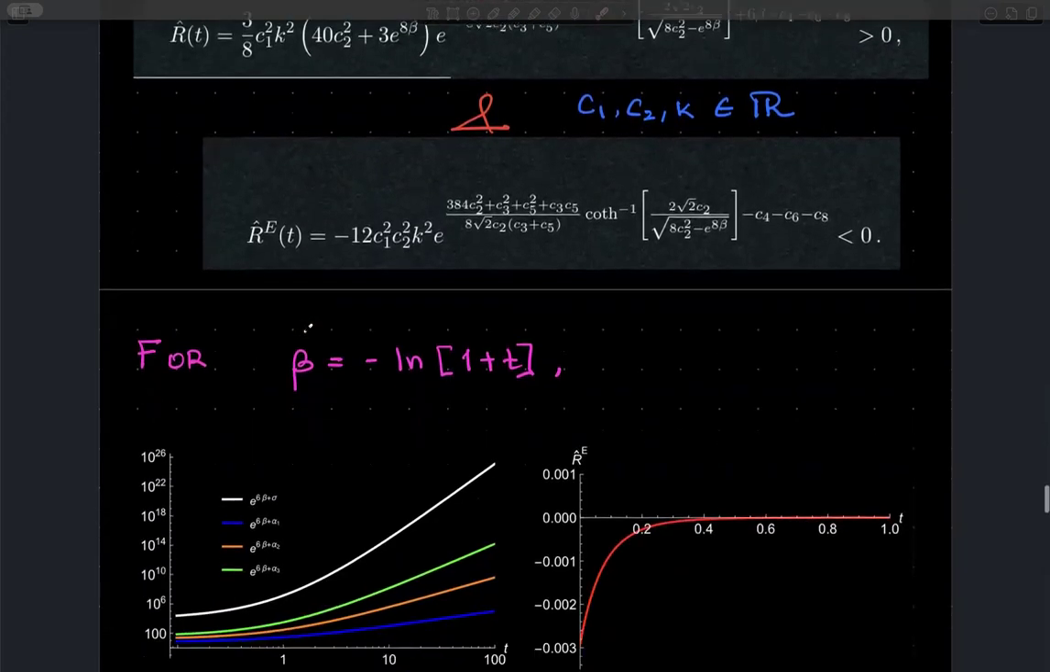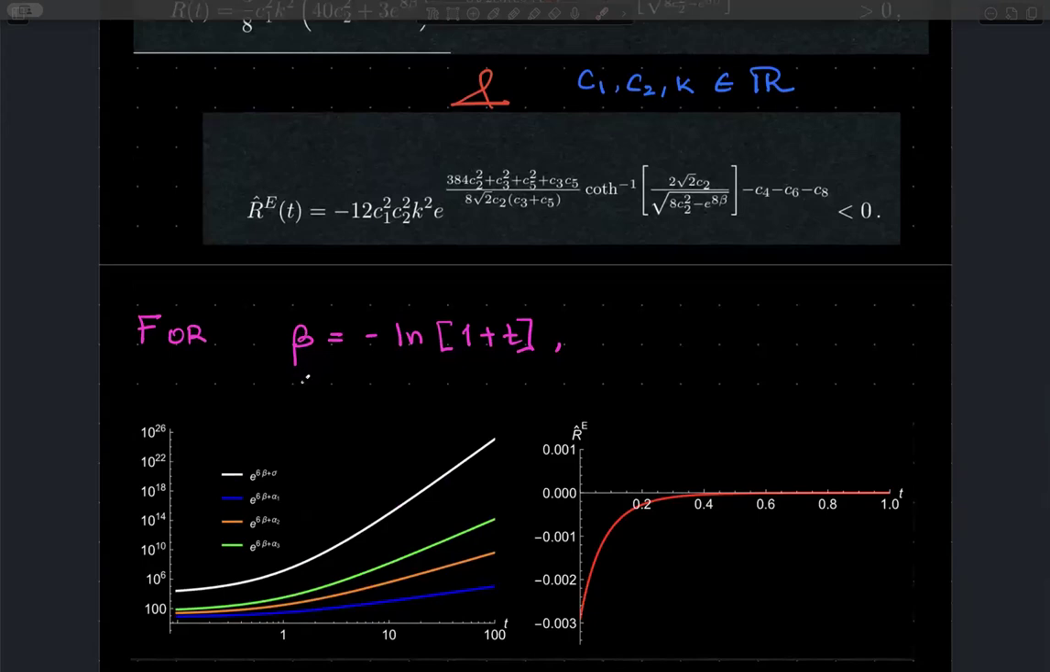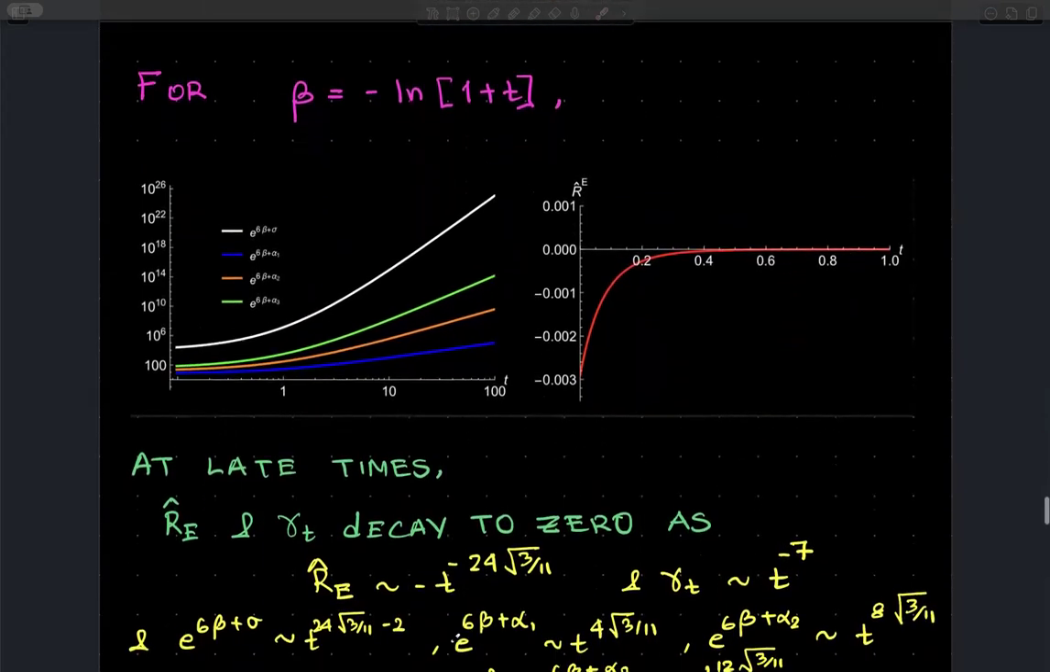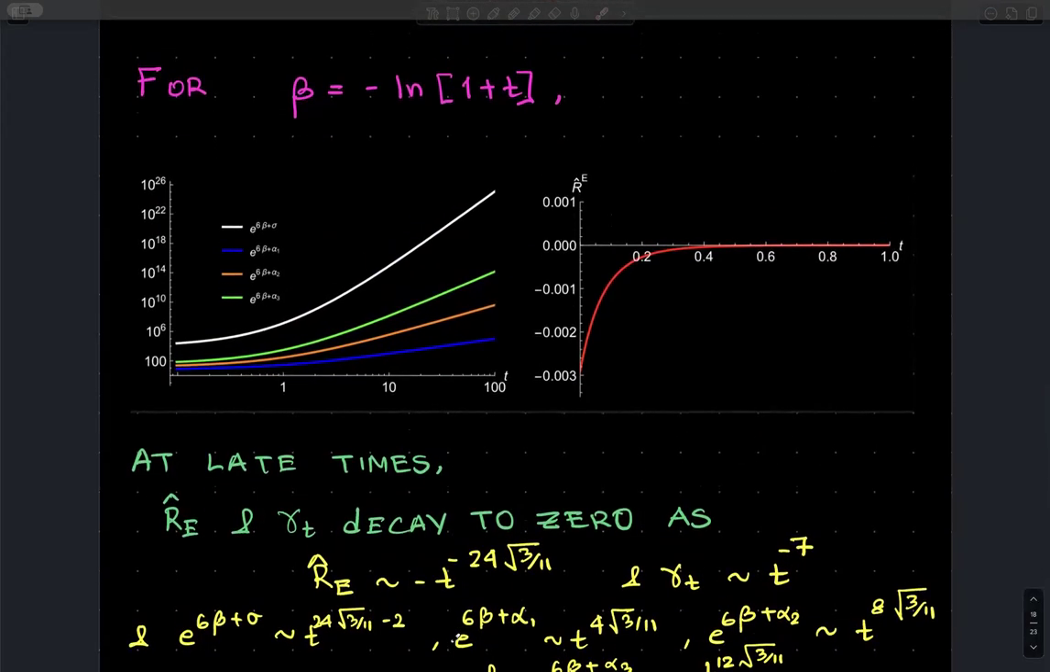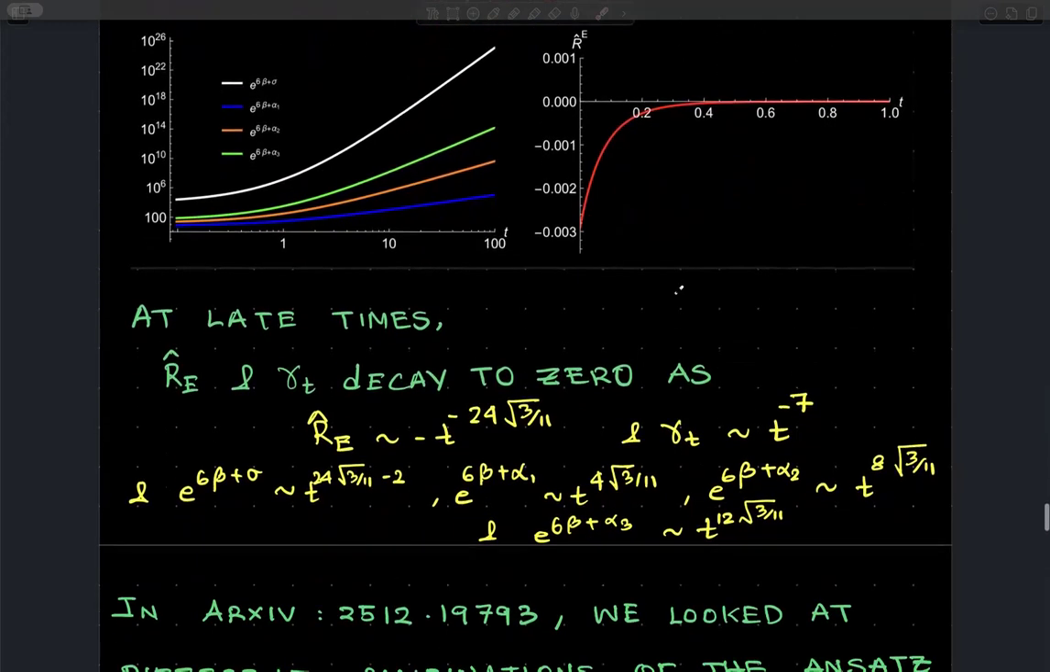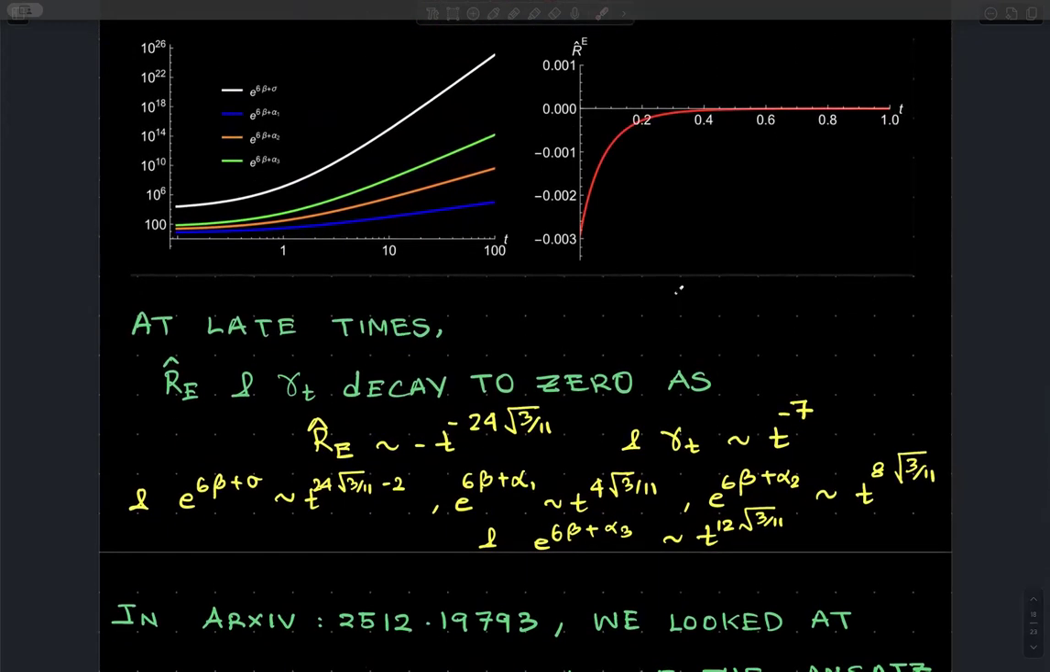Of course, for completeness, I have put out the two plots that we gave in the paper, where alpha 1, alpha 2, and alpha 3 are different because we have chosen the constants to be different. And at late times, r hat e and the contribution of gamma t, that is the one-form in the x direction of F5, decay to 0. Okay, so this was one case.